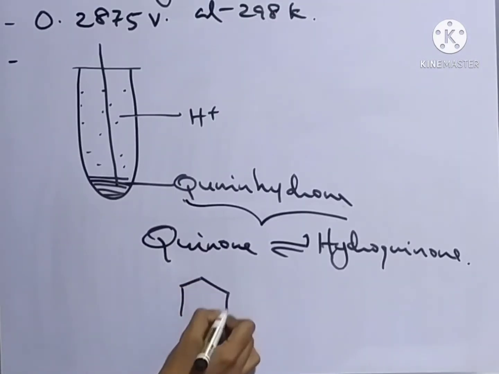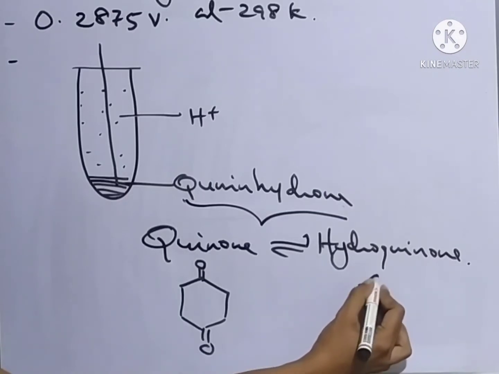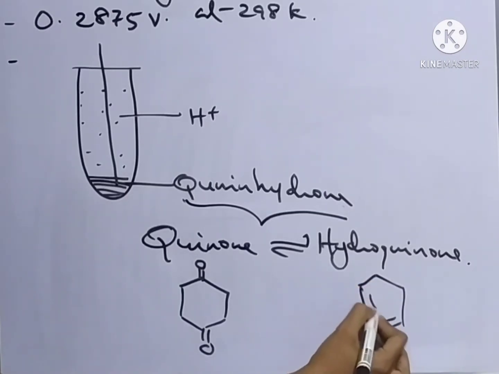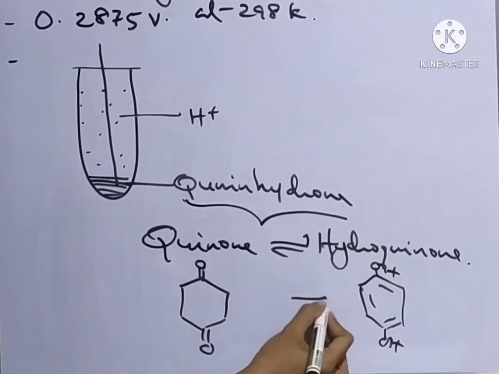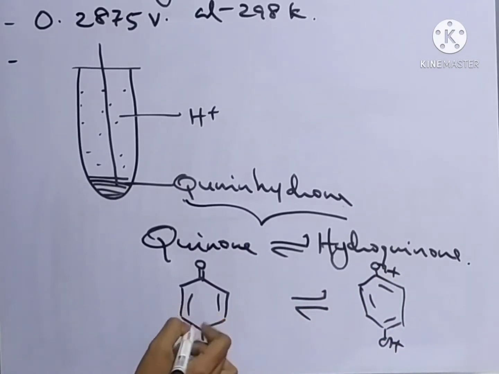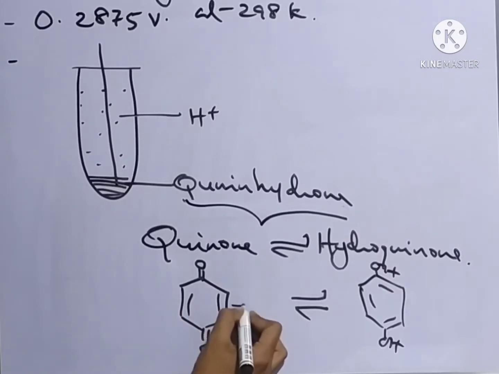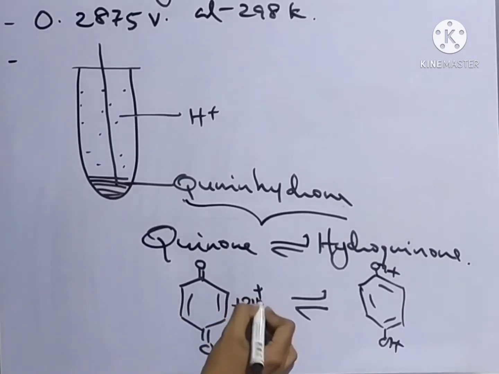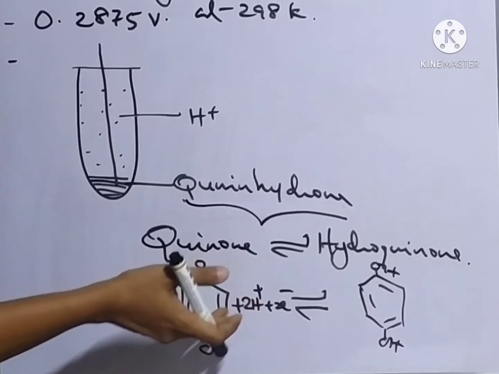So quinone is a cyclic dicarbonyl compound, and the hydroquinone is this, with two hydroxyl groups. This is quinone and this is hydroquinone. So the reaction is actually like this: quinone will abstract 2 hydrogen ions and 2 electrons and convert to hydroquinone. So actually this is a redox reaction.